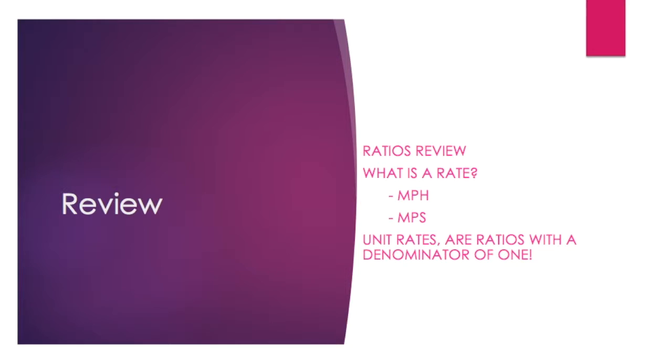So there you have it. We had a quick ratio review. A ratio is just a comparison of two numbers. We talked about a rate. A rate is a ratio with a 1 in the denominator. That is two numbers of two different units compared. So that could be something like miles per hour or meters per second. And unit rates are ratios with just a denominator of 1.